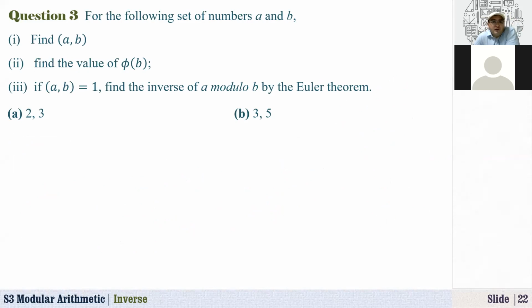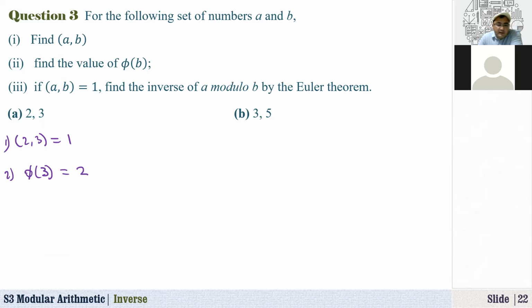Anyway, question 3: for the following set of numbers A and B, find the highest common factor of A and B, and find the value of phi of B. And if the highest common factor of A and B is equal to 1, find the inverse of A modulo B by the Euler theorem. Okay, so let's start with the first one. The highest common factor of 2 and 3 is equal to 1. That's our first step. Number 2, phi of B. What is phi of 3? That's just a prime number, right? So that is equal to 2.